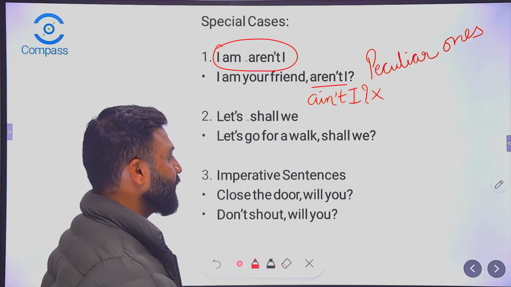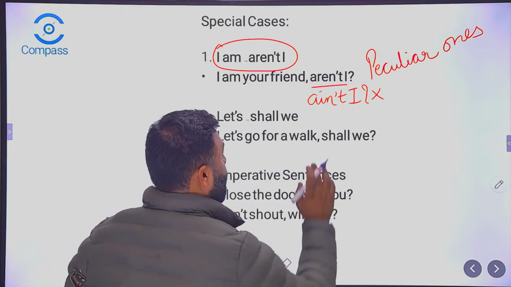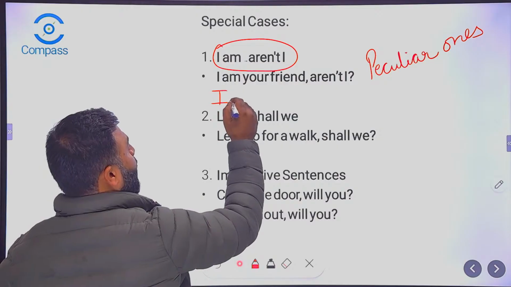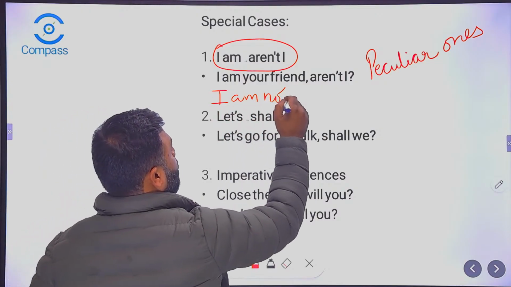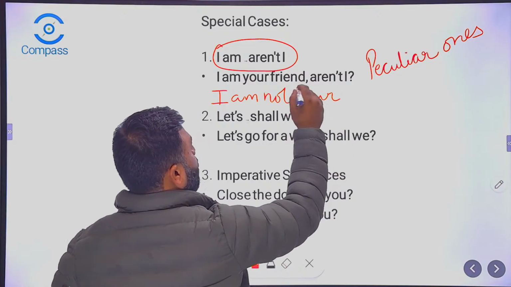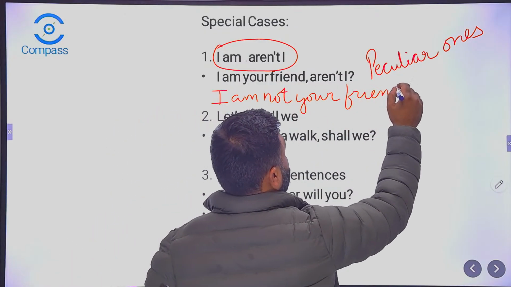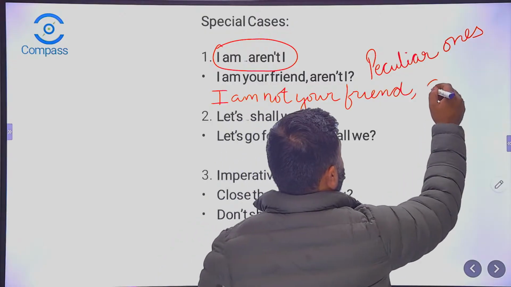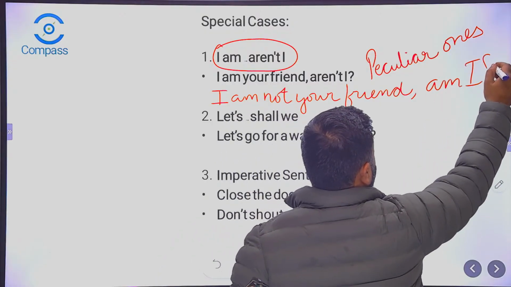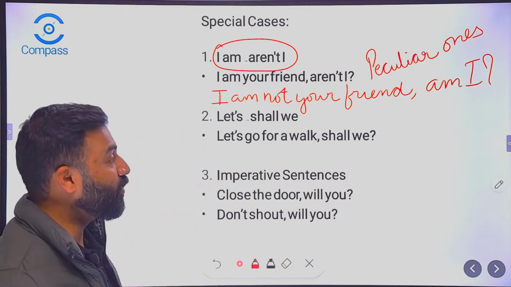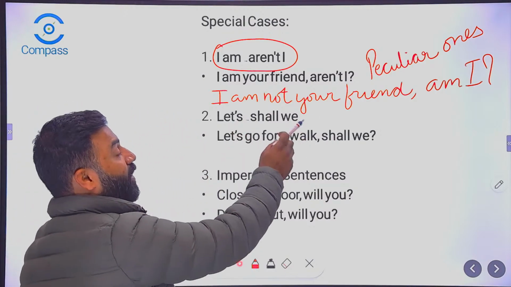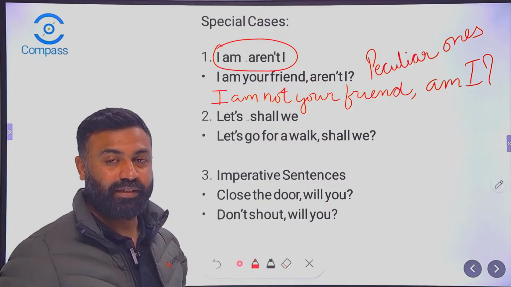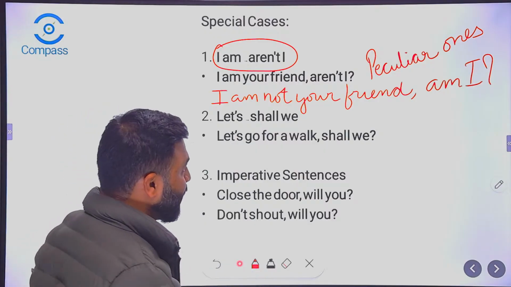But let's do it vice versa. For example, the sentence is, I am not your friend. Now, what do you think? It has to be am I, as a question tag. So don't get confused in this, but the mystery lies here. With I am comes aren't I. So a peculiar one, weird, or let's say a strange one.